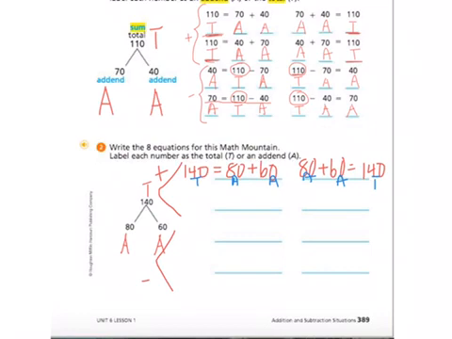And we're going to go back to red. So the total is 140. And we're going to switch these around. So we're going to put the 60 first and now the 80. See how we flipped them from here to here? And then we're going to say 60 plus 80 equals 140.